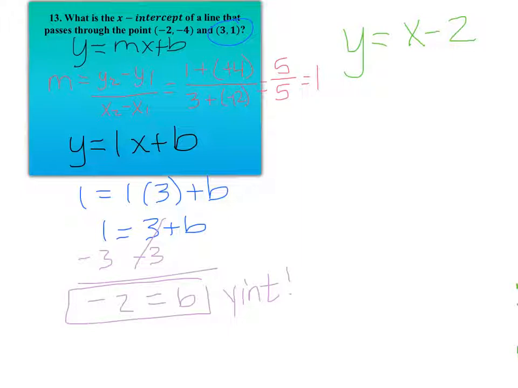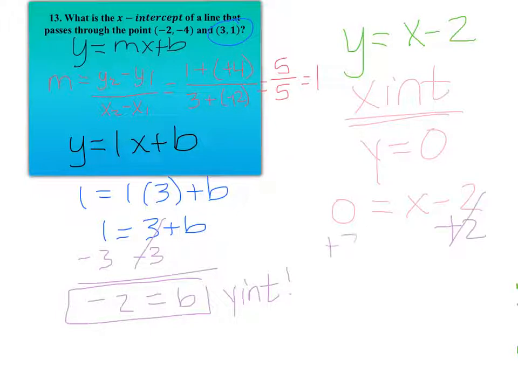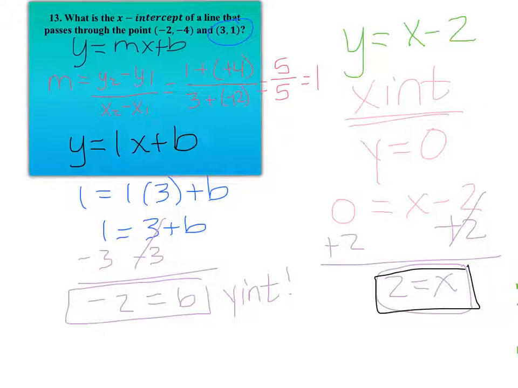So in order to find my x-intercept, which is what I need because that's what it's asking for, I plug in y equals 0. So 0 equals x minus 2. How am I going to get rid of that minus 2? Well, easy peasy lemon squeezy. I just add 2 to each side. So 2 equals x. That is my answer. That is my x-intercept.